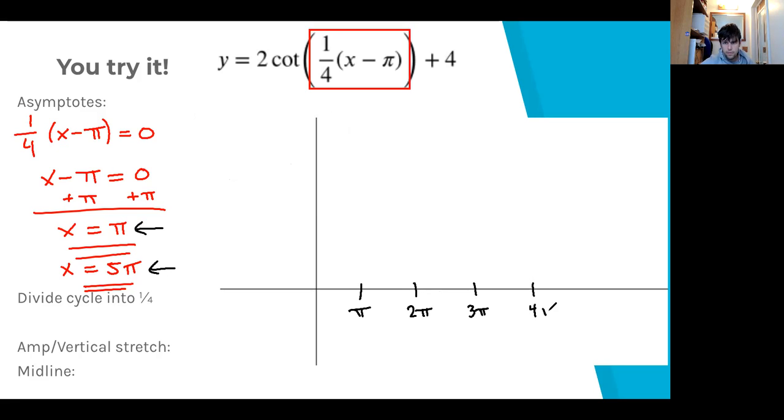4 pi, 5 pi. And this fraction has really stretched it out. We're going a little farther than we would normally go. So let's draw in those asymptotes at pi and at 5 pi. So there's my asymptotes. We need to make sure this is split up into 4 even increments.